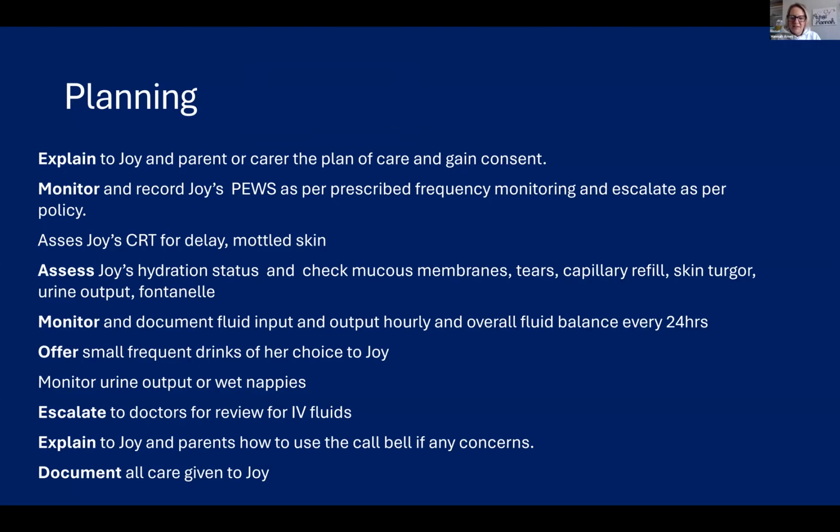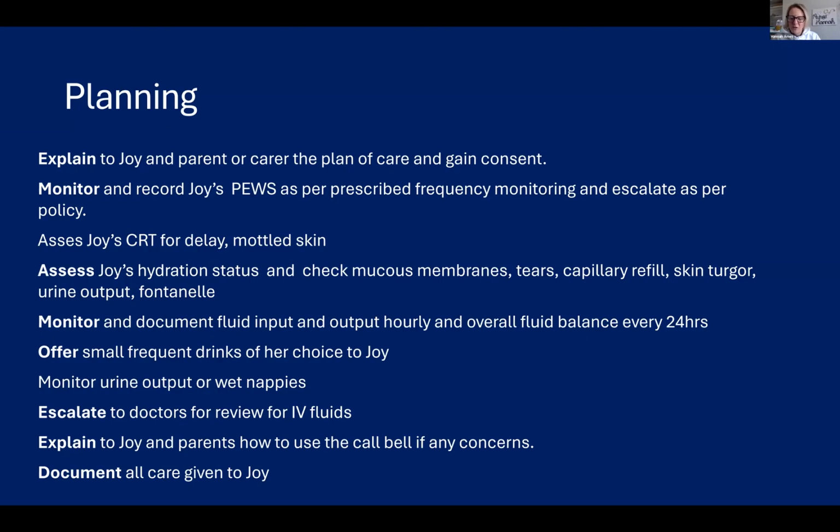We're going to assess hydration status. So this is checking mucosal membranes, tears, capillary refill, skin turgor, urine output, and obviously the fontanelle for young children. We're going to monitor and document fluid input and output hourly and overall fluid balance every 24 hours. We should offer small frequent drinks of her choice.